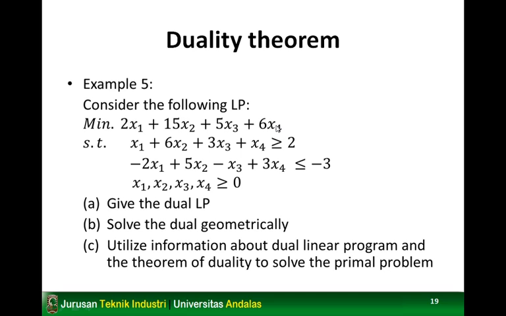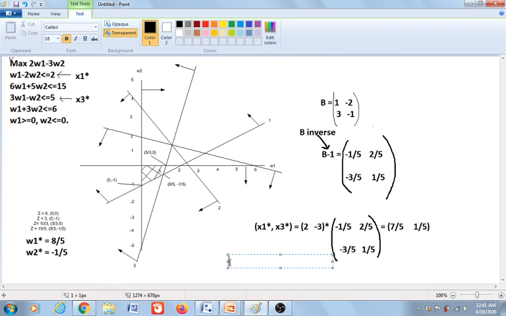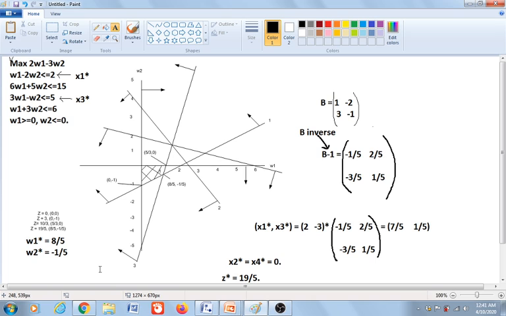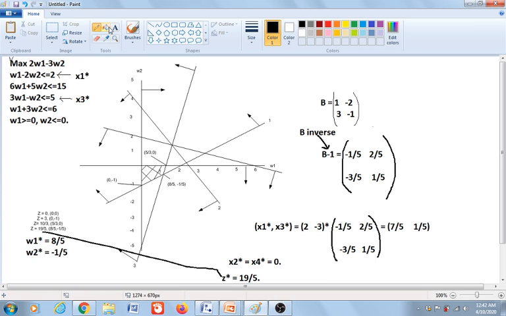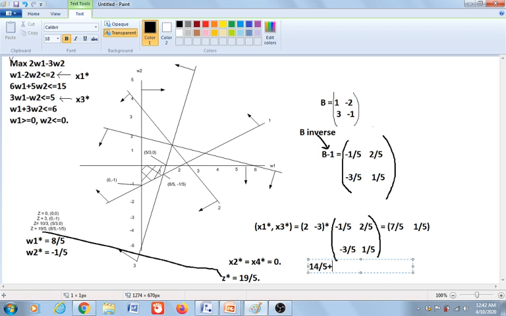x2 and x4 are non-basis, so their values are 0. So x2 star equals x4 star, and they are 0. And what is the z star of the primal? It should be 19 over 5, because when the dual is optimal, then the primal is optimal, and the value of the z star must be the same. So you can test it. 7 over 5, 1 over 5. So 2 times 7 over 5 is 14 over 5, plus 5 times 1 over 5, that is 5 over 5, and the result is 19 over 5.